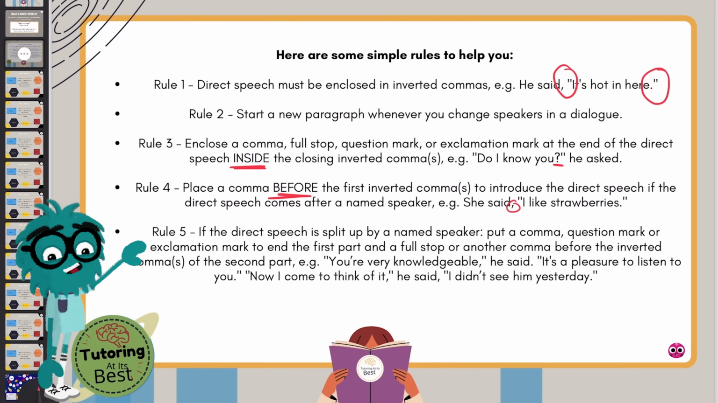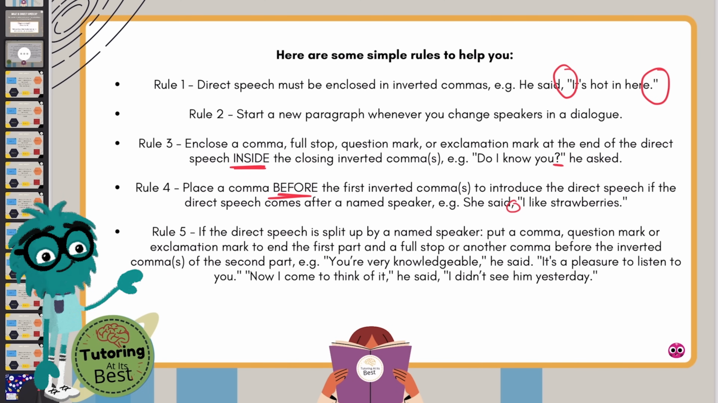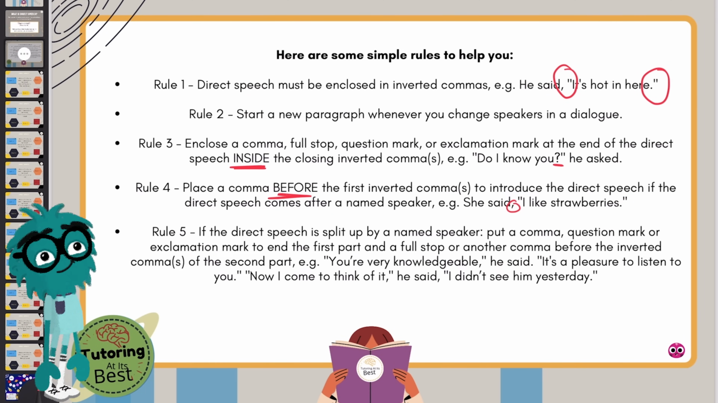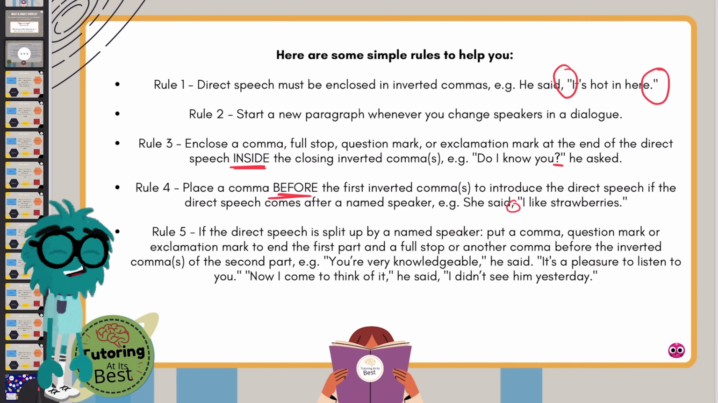And rule number 5, if the direct speech is split up by a named speaker, put a comma, question mark, or exclamation mark to end the first part and a full stop or another comma before the inverted comma or commas of the second part. For example, "You're very knowledgeable," he said.